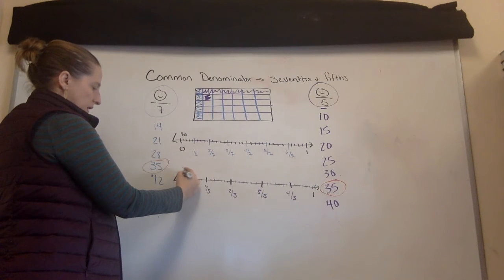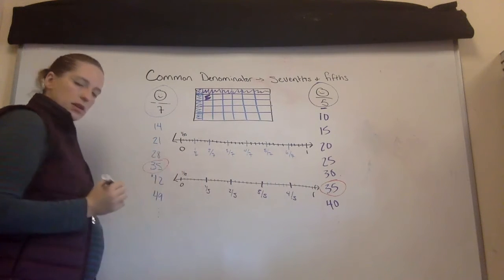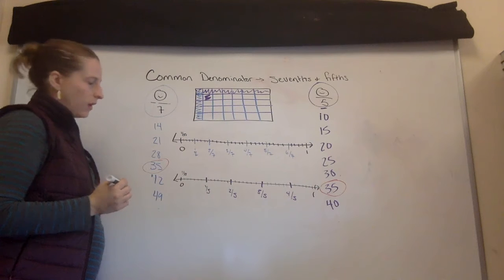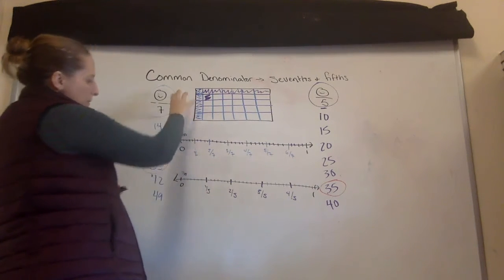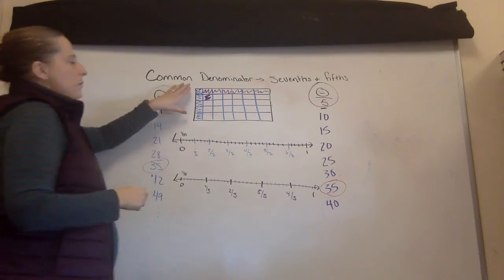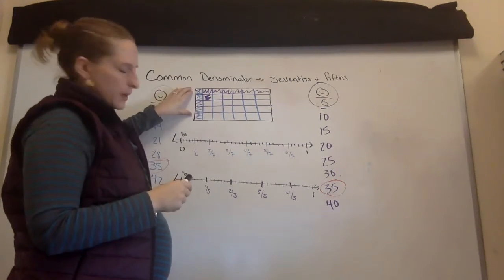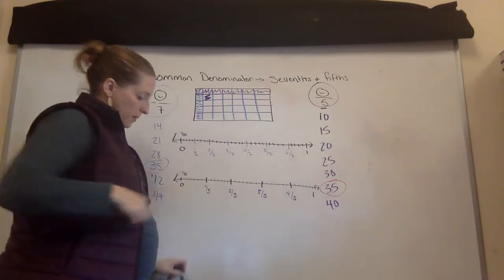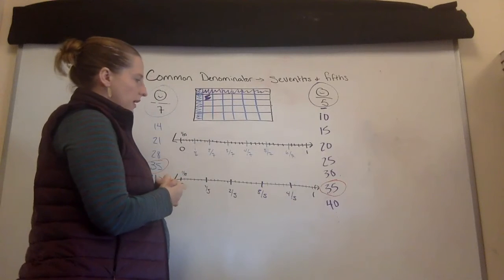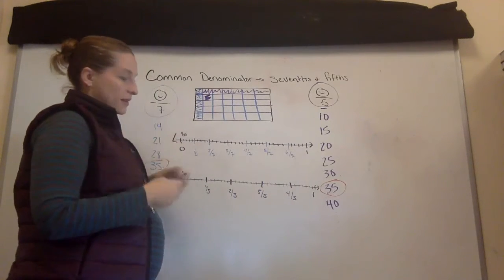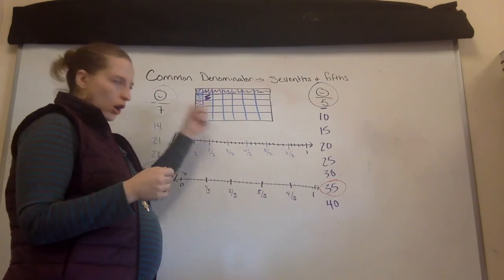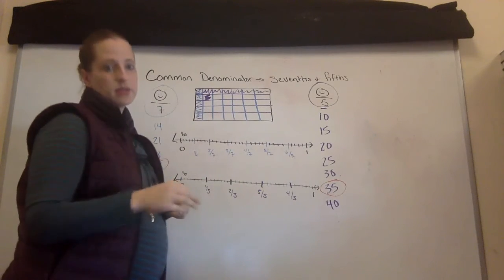So each one of these little tick marks shows a 35th. Okay. So 2 ways, area model, number line model. Most people find the area model a little simpler. The number line model is a little bit more abstract, a little bit more complicated, but we can use both of these models that we've been using to show common denominators.